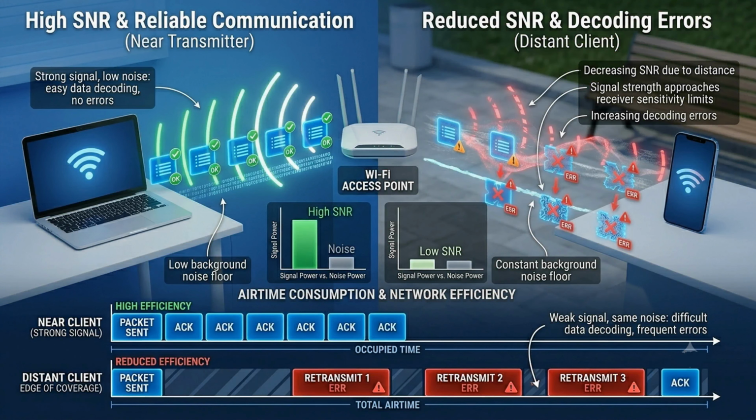Reduced signal-to-noise ratio. As signal power decreases while background noise remains relatively constant, SNR decreases. Receiver sensitivity becomes a limiting factor. Decoding errors increase.